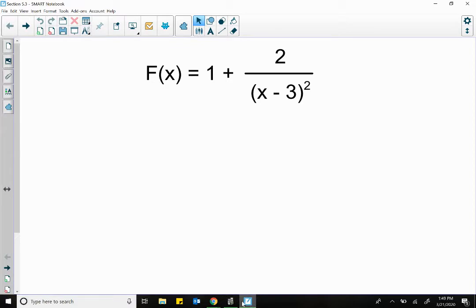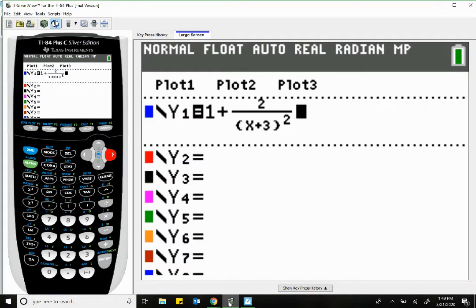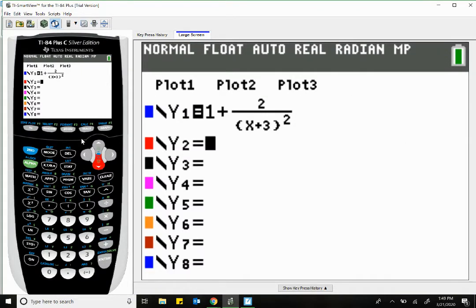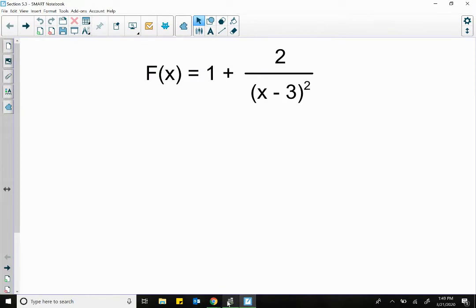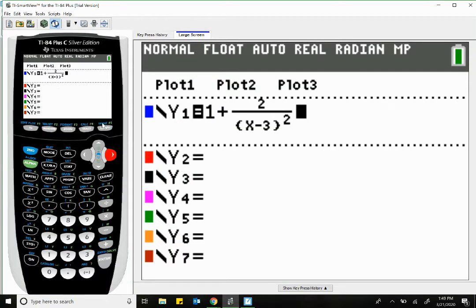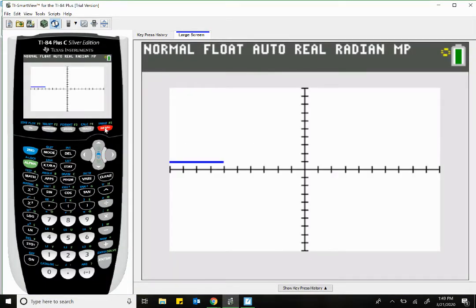Making sure. Oh, it's supposed to be a minus 3. That's why I always double check some things. Minus 3. I believe that should be the good stuff right there. Double checking again, make sure. Yep. All right. So we hit graph, and there's what it looks like.